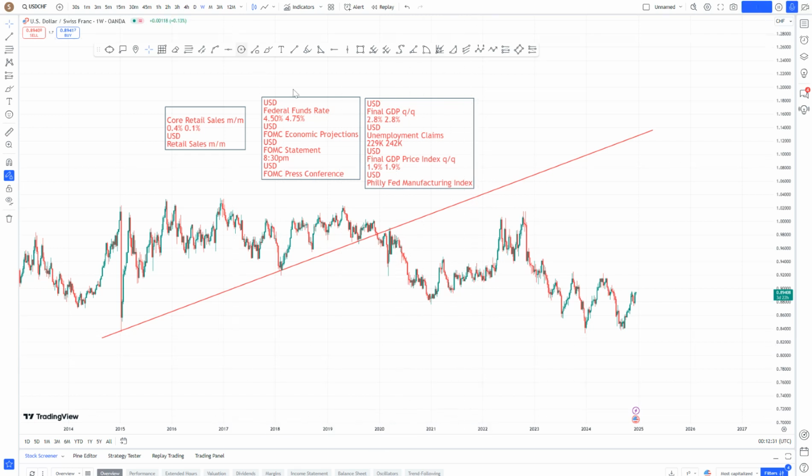So let's look at USD CHF, United States dollar against Swiss franc. It's been bearish for a very long time. So randomly, we're going through all pairs, everything that involves exchange of currency in the financial markets.